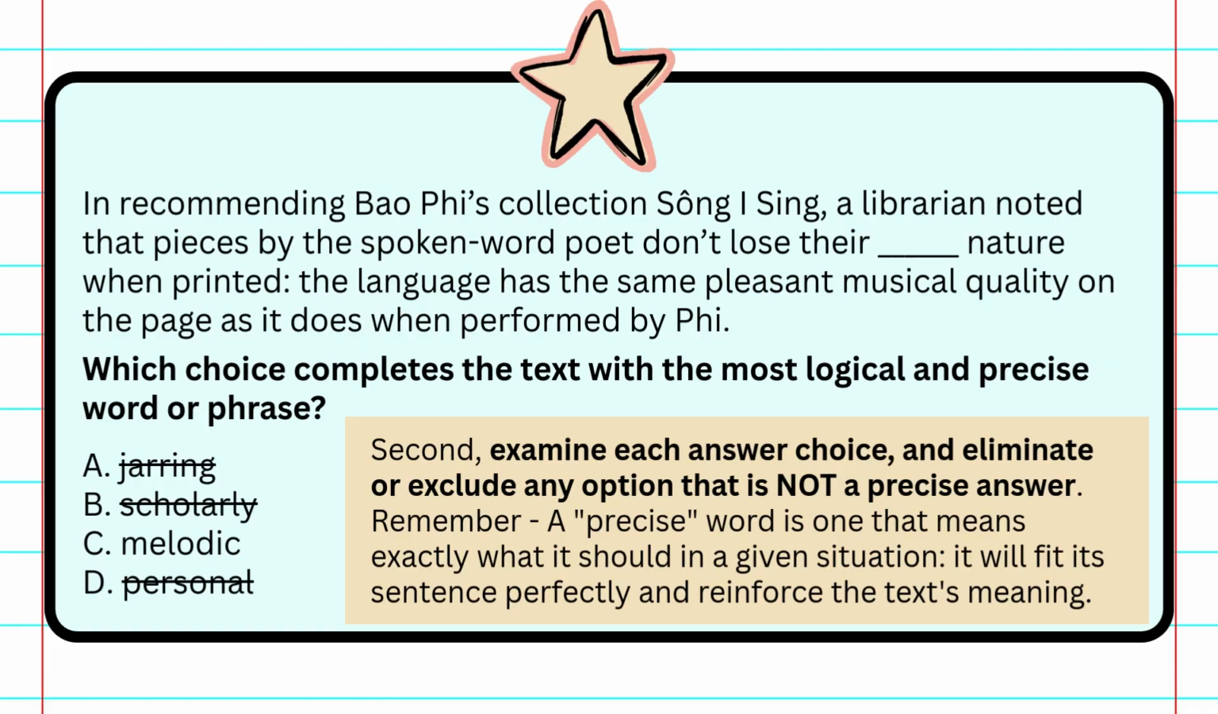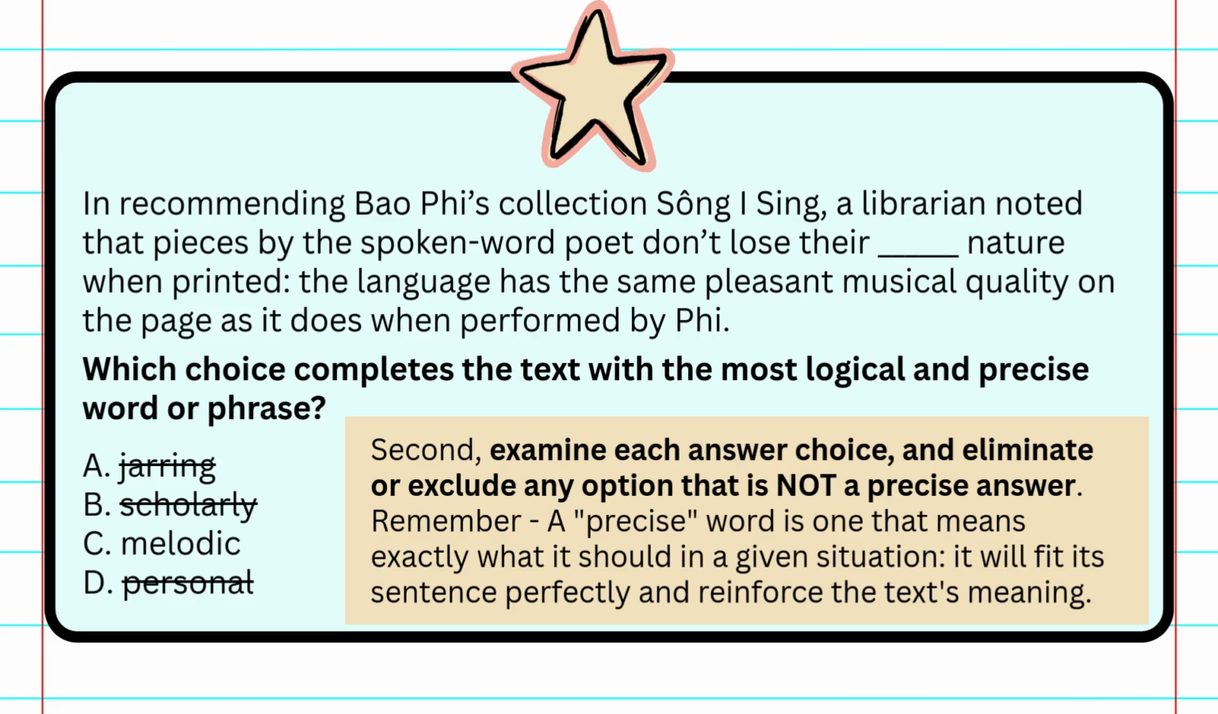B: A librarian noted that pieces by the spoken word poet don't lose their scholarly nature when printed. This just doesn't fit because nothing is stated anywhere that the poetry is academic in nature. I'm excluding this one too. C: A librarian noted that pieces by the spoken word poet don't lose their melodic nature when printed. Now, this one seems to be the right answer because I know the passage mentions the word "musical," which I associate with a melody, and "melodic" is the descriptive version of melody. But I haven't reviewed all of my options, so I'm going to mark a note in my head to come back to this one.